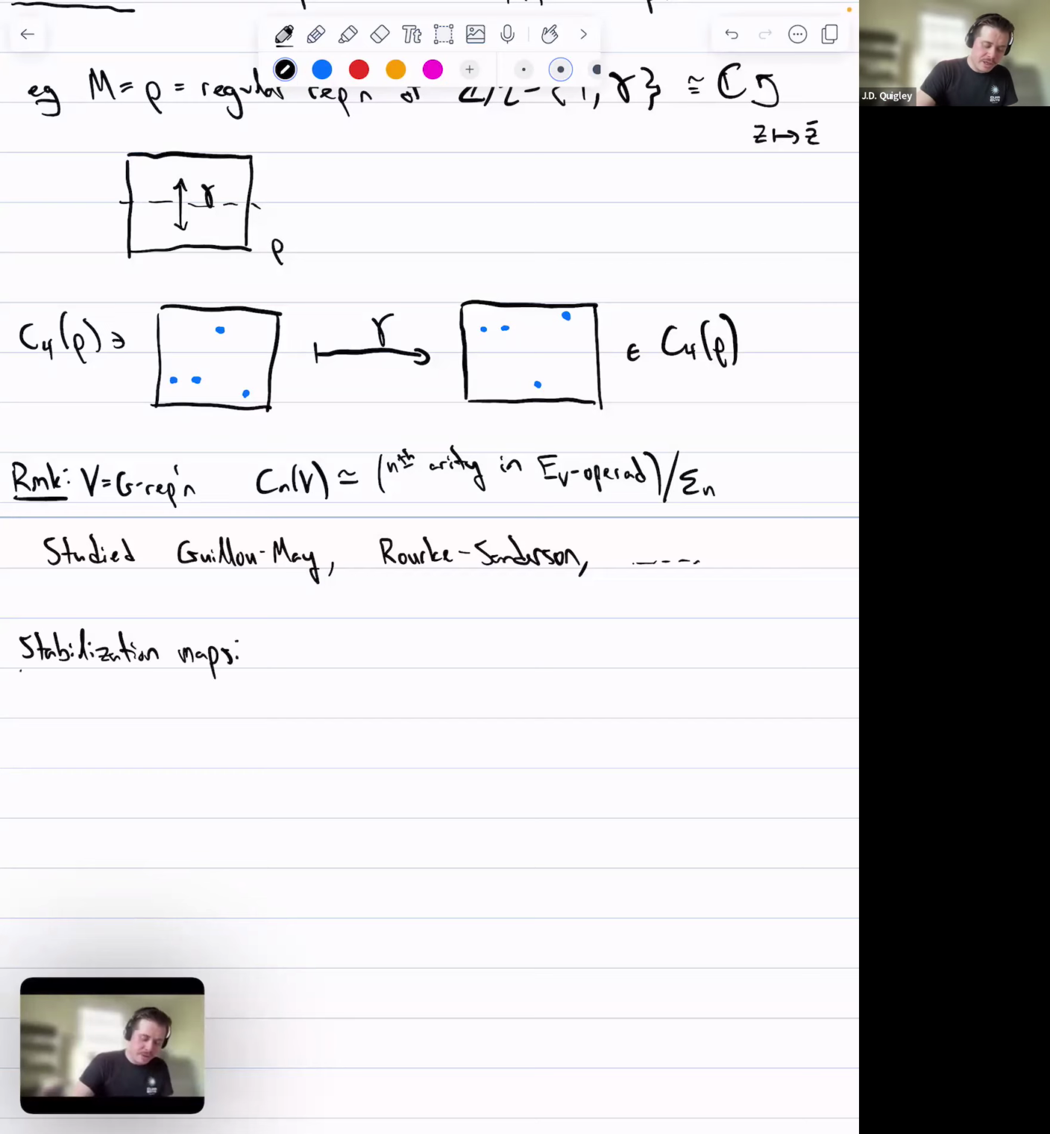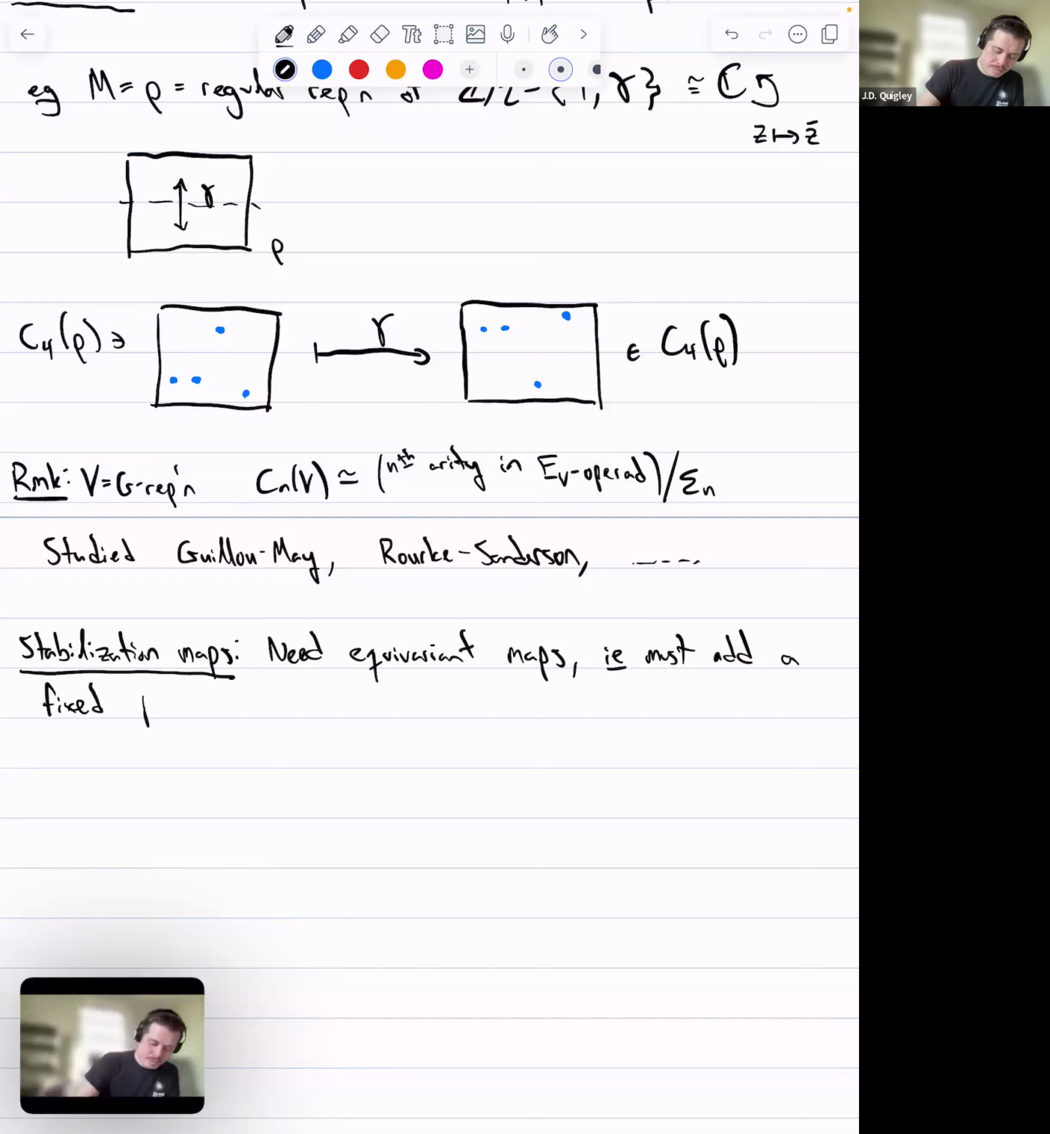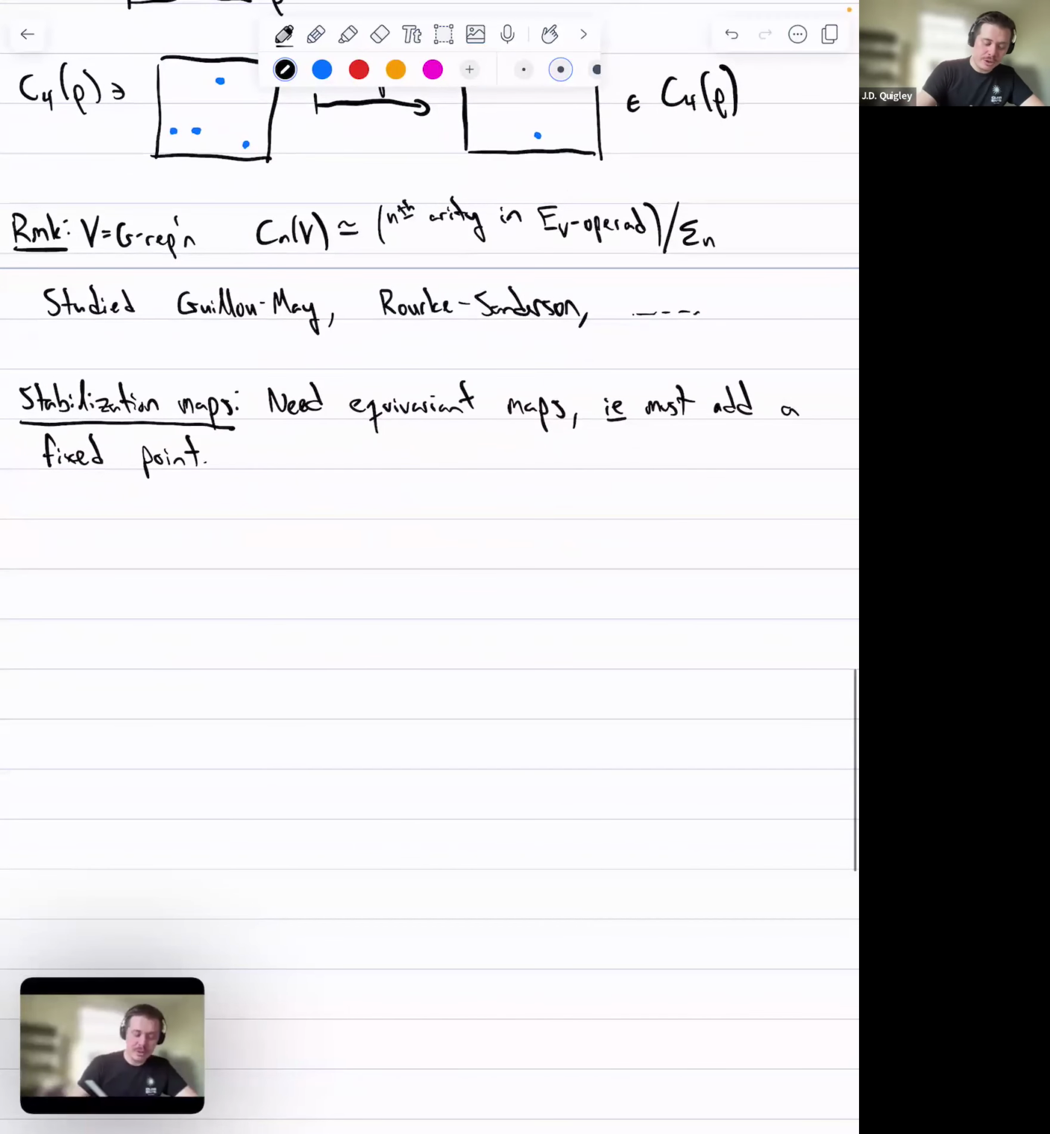And here I have to be a little careful. So in my setup for this Bredon homology section, I said I want G spaces and equivariant maps between them. So I need equivariant maps. And what that means is that I have to add a fixed point. So let me give you a little illustration.